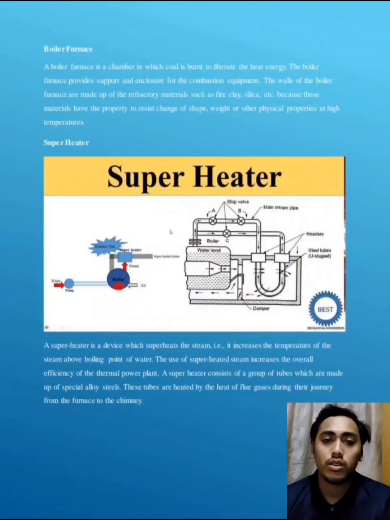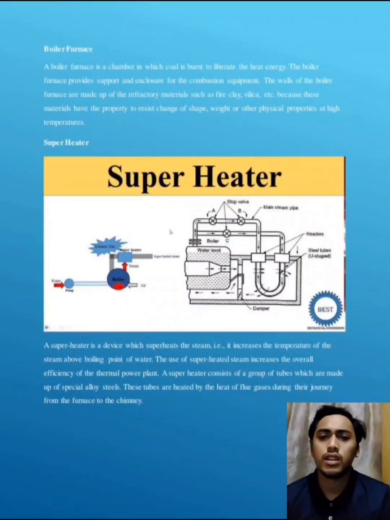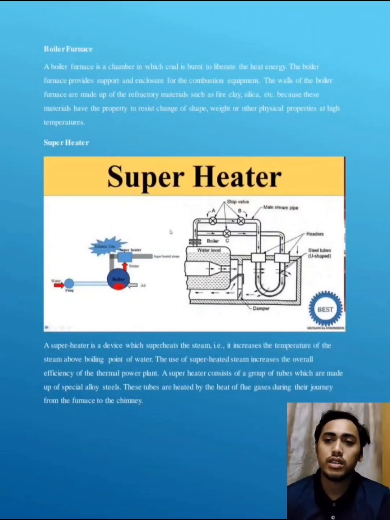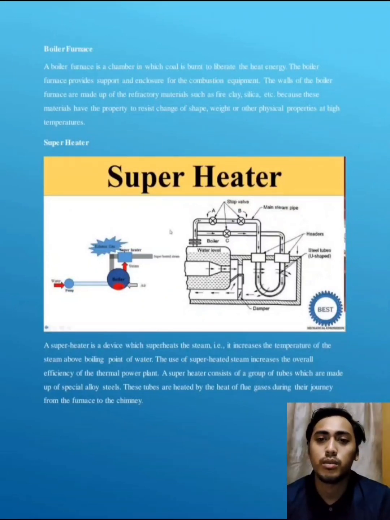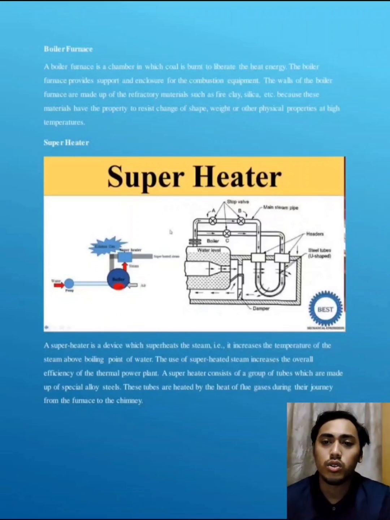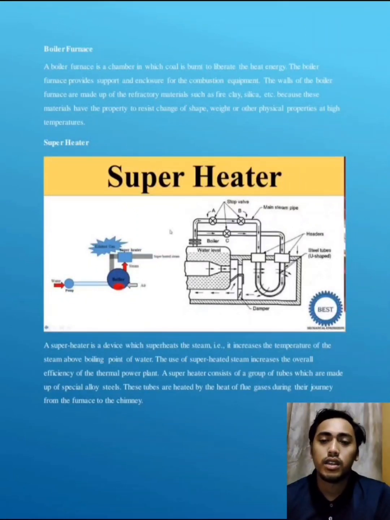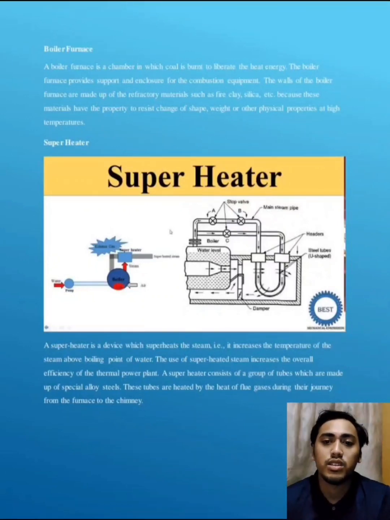The next one, the third one, is the superheater. A superheater is a device which superheats the steam. It will increase the temperature of the steam over the boiling point of water. The use of superheated steam increases the overall efficiency of the thermal power plant. A superheater consists of a group of tubes which are made up of special alloy steel. These tubes are heated by the heat of flue gas during the journey from the furnace to the chimney.